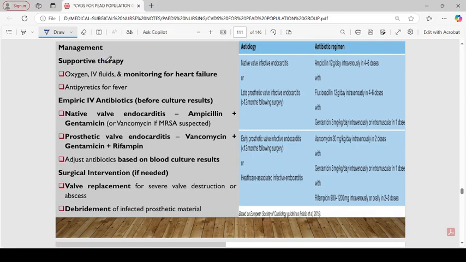So for the treatment, you do supportive therapy, you give oxygen, IV fluids, and you also monitor for heart failure. Use of antipyretics for fever, empiric IV antibiotics, that is before culture results are found, so that you could give ampicillin plus genta or vancomycin if methicillin-resistant staphylococcus is suspected. Prosthetic valve endocarditis, we could use vancomycin plus genta and rifampicin. So you need to adjust antibiotics based on the blood culture results. As for the surgical intervention, if needed, we could do valve replacement, especially for severe valve destruction or abscess, debridement of infected prosthetic valve.